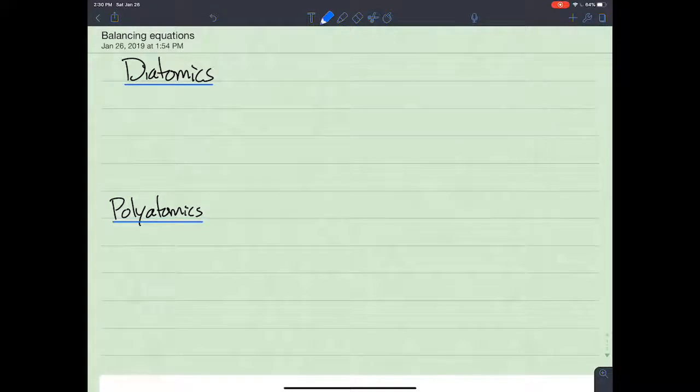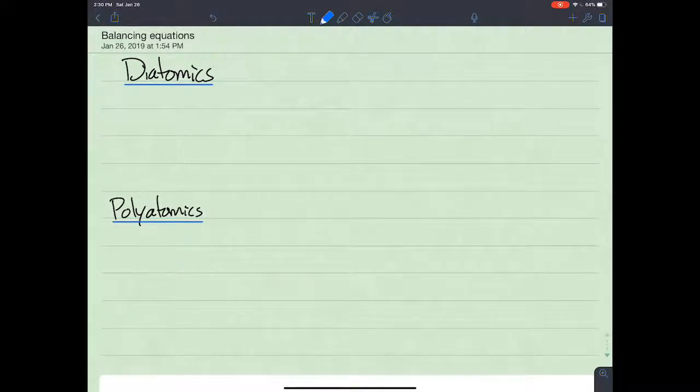So first of all, one thing I saw you guys missing a lot are diatomics. So diatomics are atoms that exist in nature in pairs, and they do this so that they can achieve a shared octet of atoms that covalently bond to another atom of the same species in order to do that.